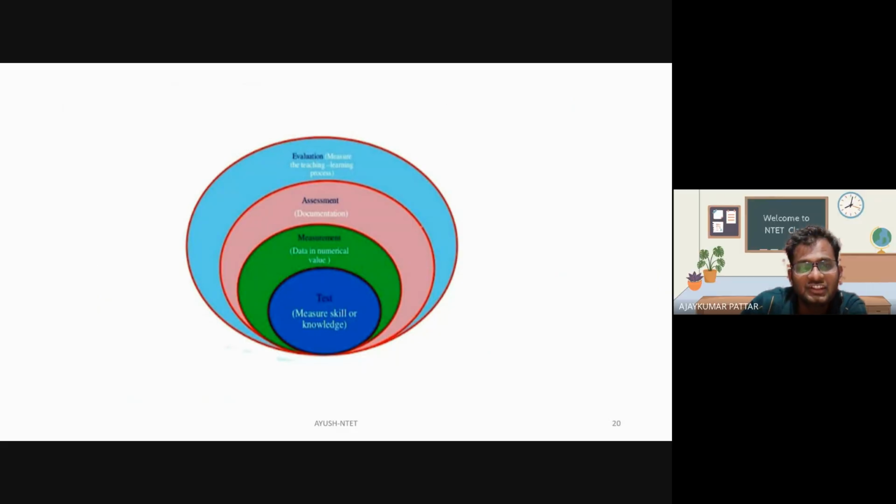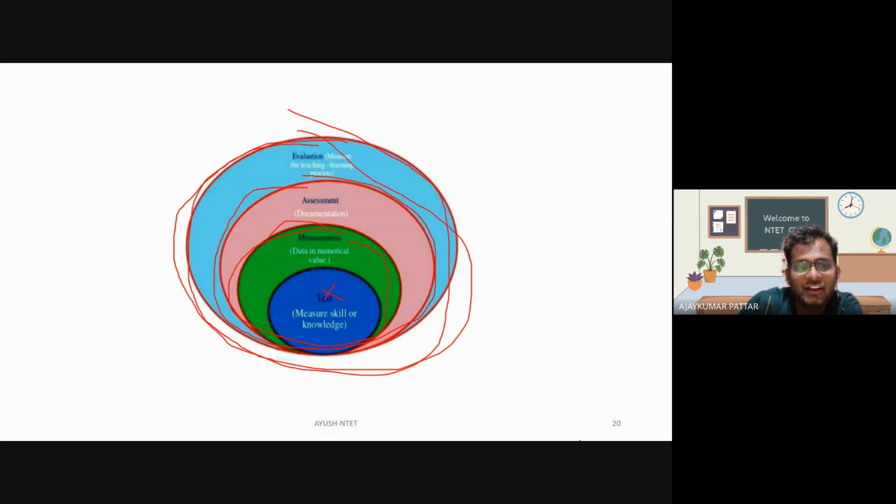So if you see this picture, what is the evaluation? Evaluation is a big circle. Measurement is the smaller one. Don't see this now. Test, measurement. Then after that, assessment. Assessment covers the measurement. Then measurement and assessment will be covered by the evaluation.